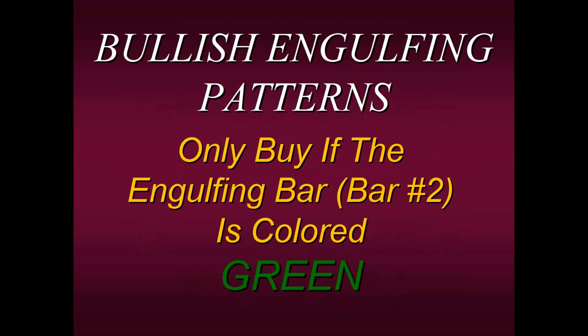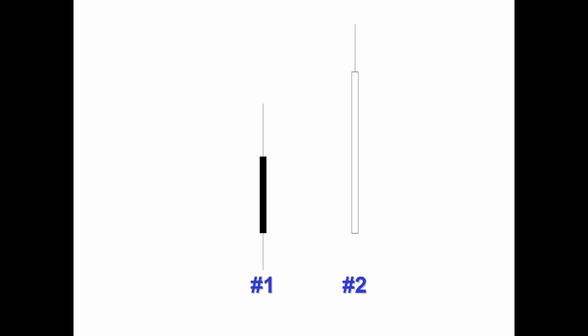We're only going to buy if the engulfing bar, that's bar number 2, is colored green, all right? So if you're not really familiar with engulfing patterns, there are 2-bar patterns. Bar number 1, bar number 2, all right? Now bar number 2, the open to close range engulfs bar number 1's open to close range, as you see here by these brackets, okay? Now that's a standard bullish engulfing pattern.